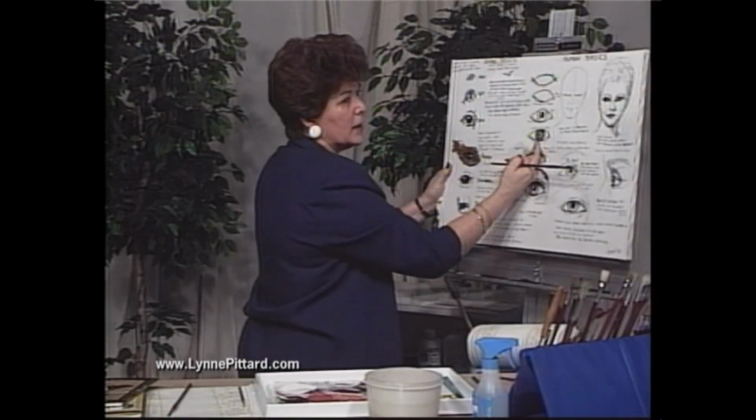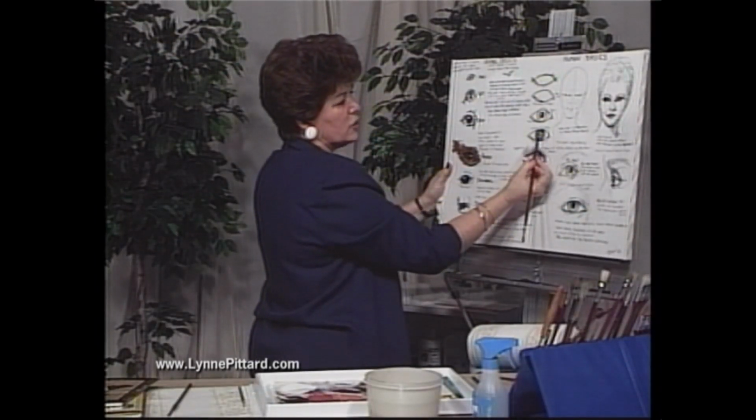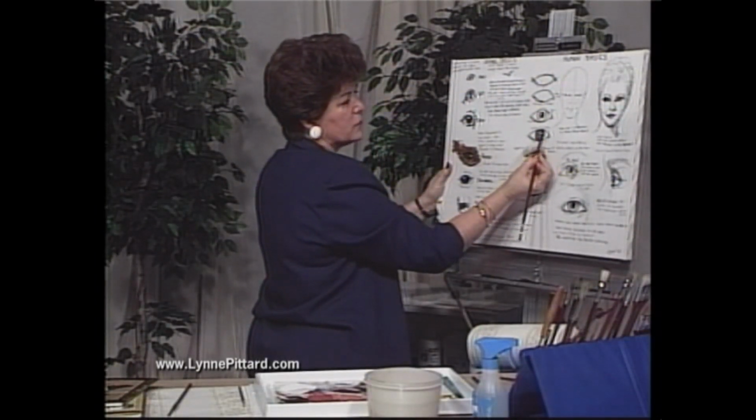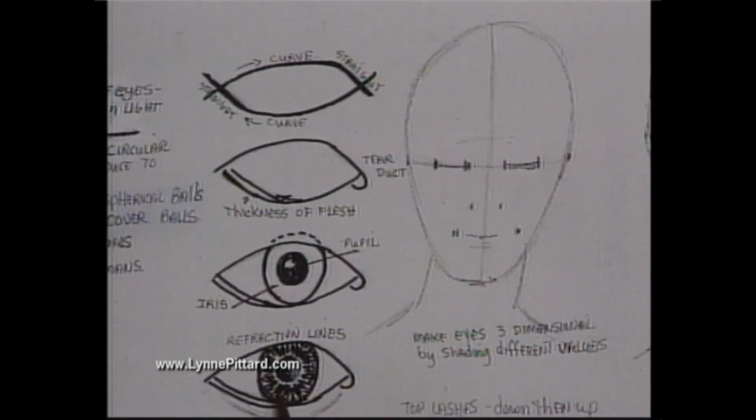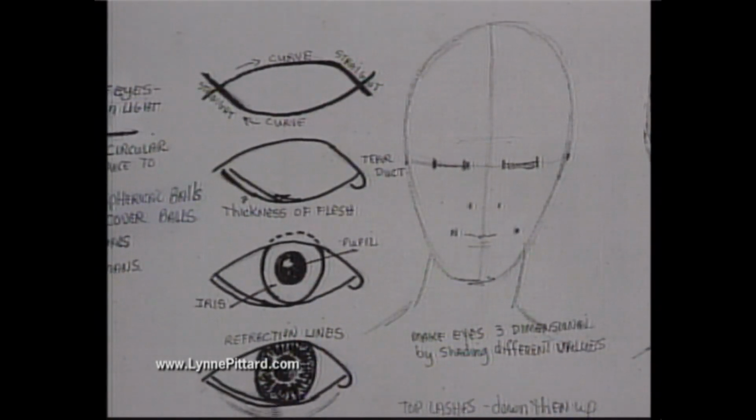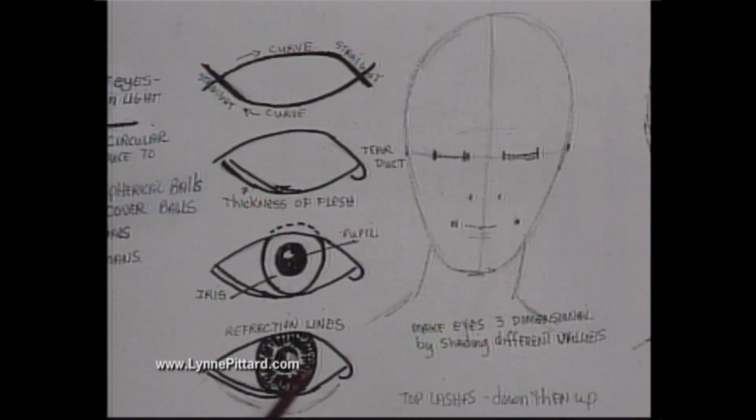Now, in the human eye, you can normally get lots of strong indications of refraction lines. These are the lines in the coloring of the iris that can be very dramatic in some people and not so distinguishable in others. But these are all like spokes of a wheel.